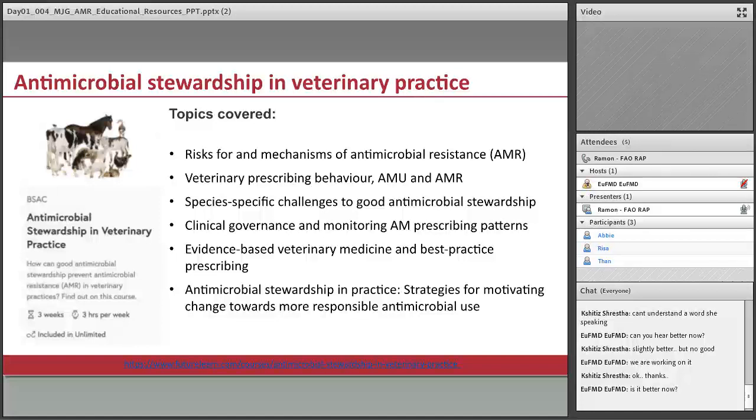And again, antimicrobial stewardship in veterinary practice. Again, the links are shown here. I made it white, but it reverted back to the hyperlink. So this one is antimicrobial stewardship in veterinary practice, and it talks about risk for and mechanisms of antimicrobial resistance, veterinary prescribing behavior for AMU, as well as antimicrobial usage and antimicrobial resistance. And then species-specific challenges to good antimicrobial stewardship. So it talks about poultry, it talks about swine, what about pets.